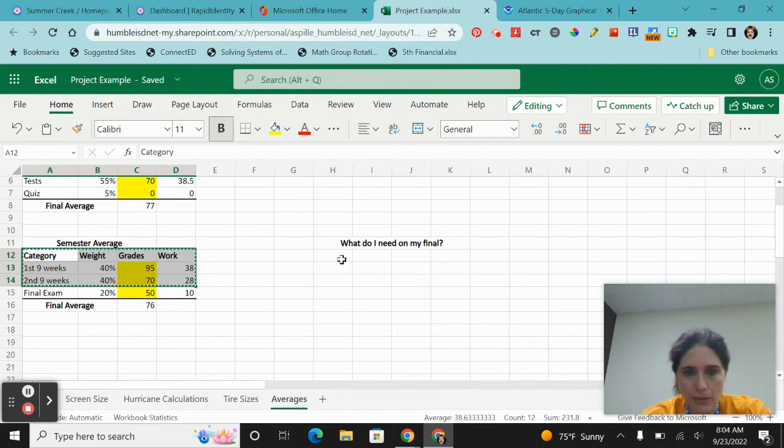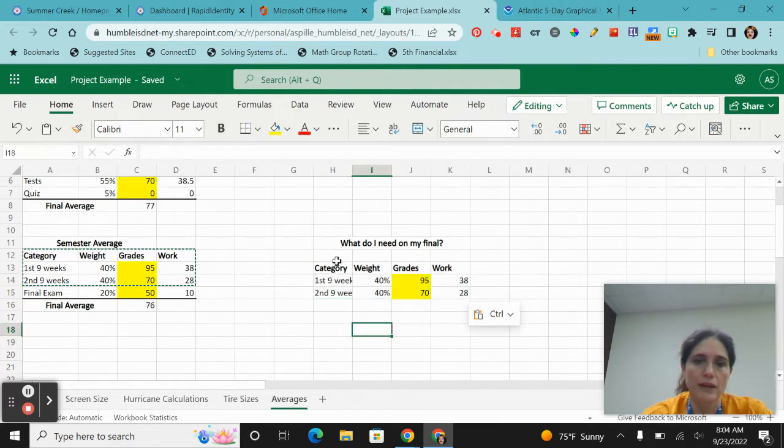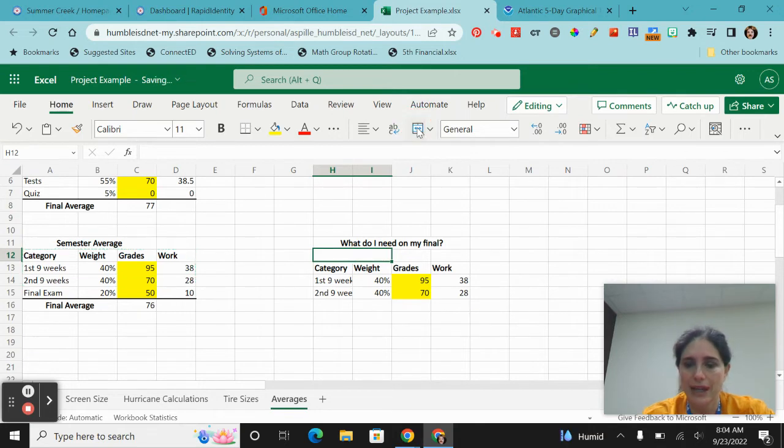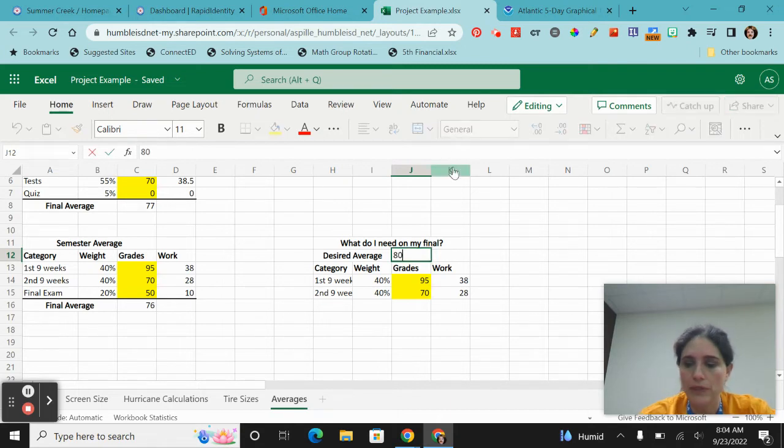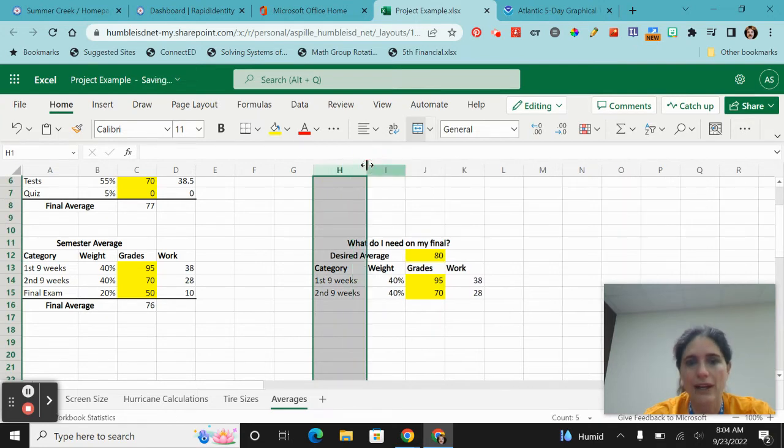So Control C, I'm going to skip a line and put them here. Up here at the top, I'm going to merge and center two. I'm going to put desired average. So this is the average that I want. If my mom says I get a new phone if I get an 80 for the semester, my desired average is an 80. So I'm going to highlight that. Now I'm going to widen this because weeks doesn't fit. So I just click on the heading of the column, widen it out, and now it fits.